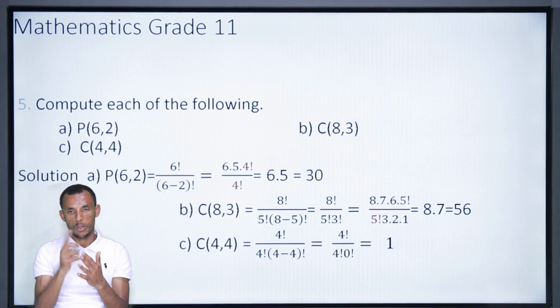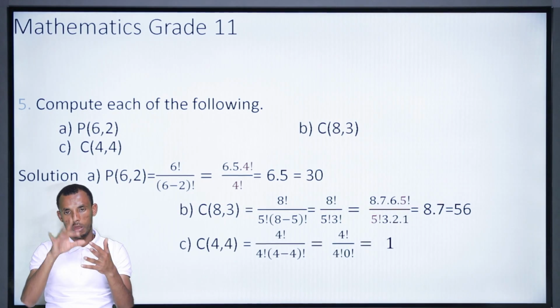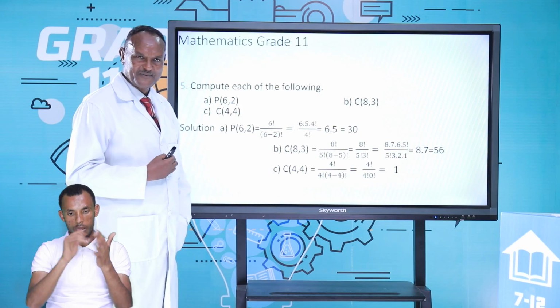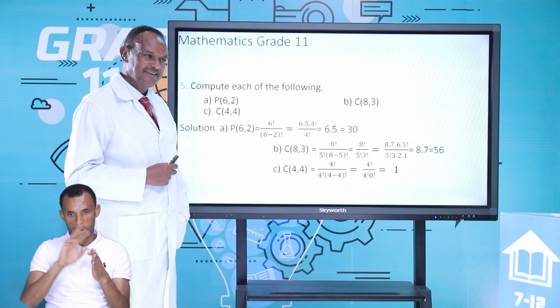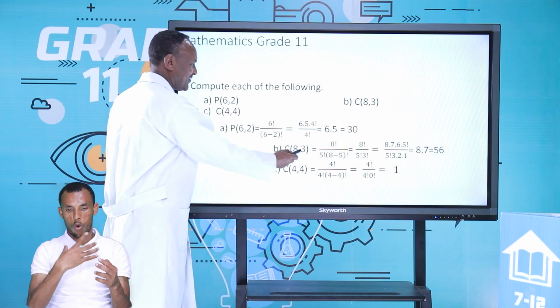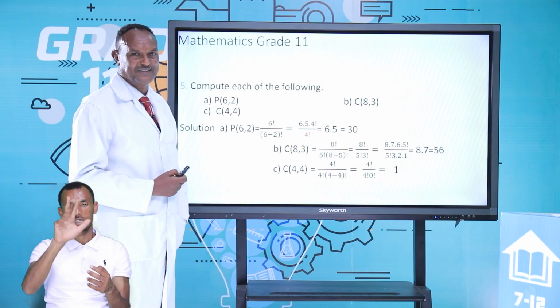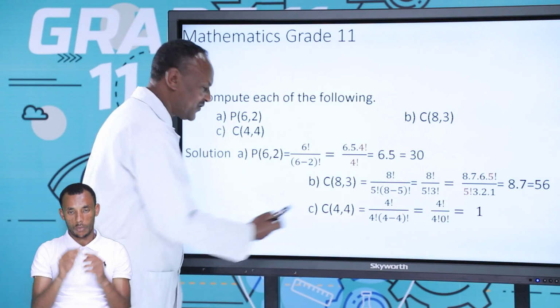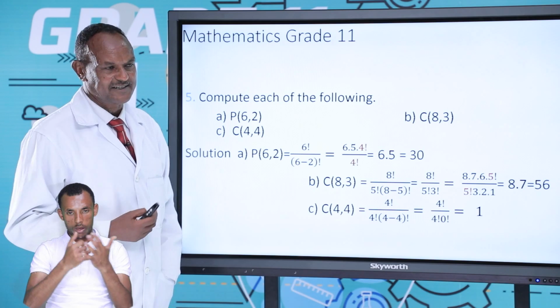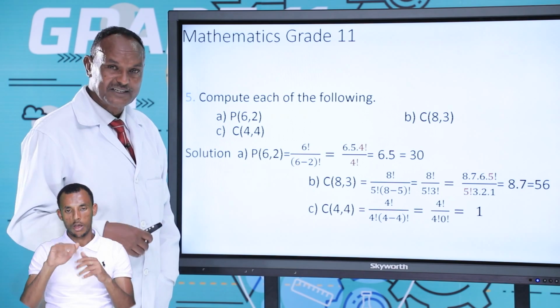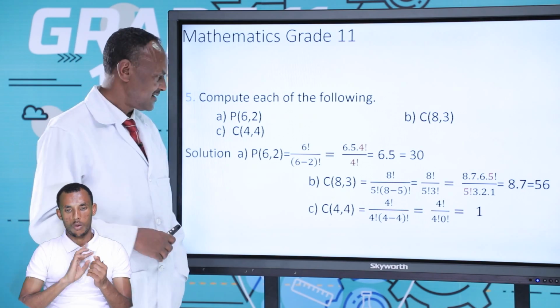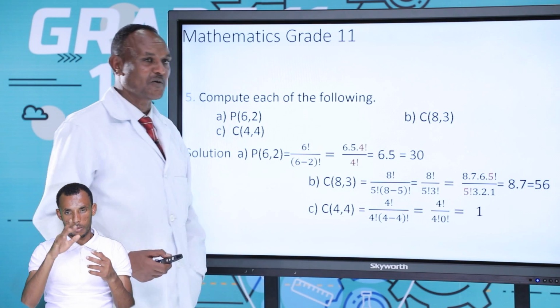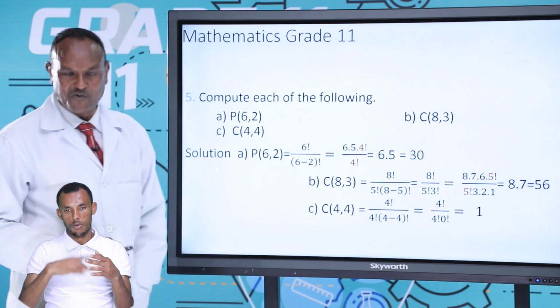What is the meaning of combination of 8,3? In how many different ways can you select a committee of 3 from 8 possible choices? Combination of 4,4 can be discussed as, in how many different ways can you select 4 people as members of a committee out of a total of 4?